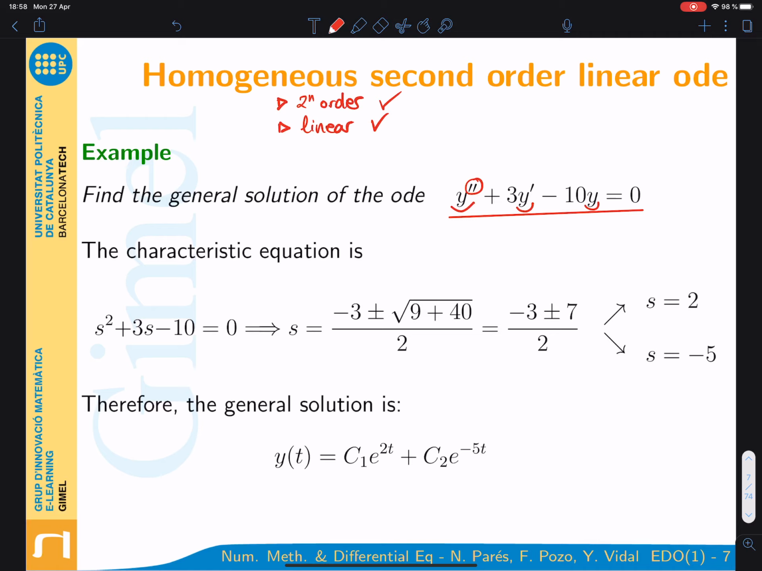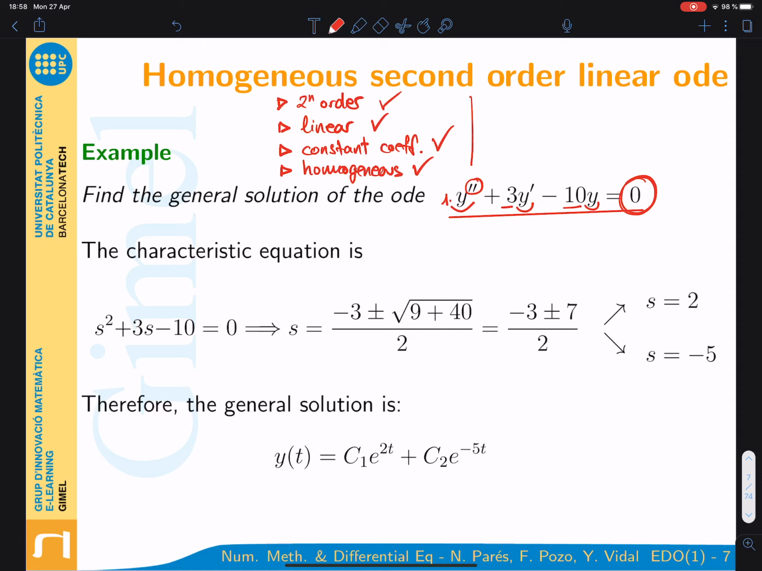Now, what else? Does it have constant coefficients? Yes, because the coefficients are 1, 3, and 10. So they are real numbers, they are constant. And finally, is it homogeneous? Well, yes, that's very easy to check. The right-hand side is equal to 0. So we can try to solve it using what we explained today.